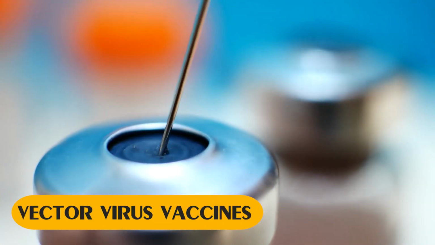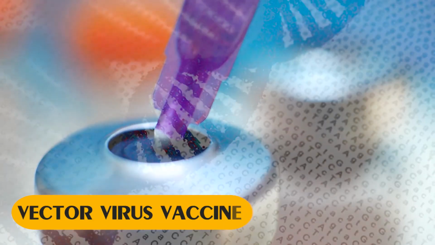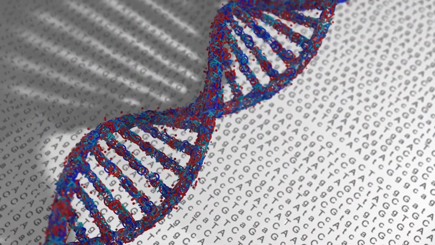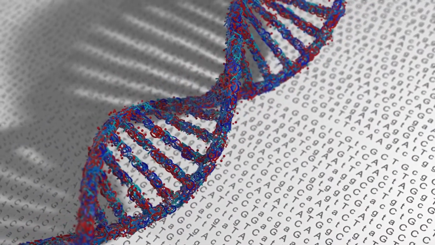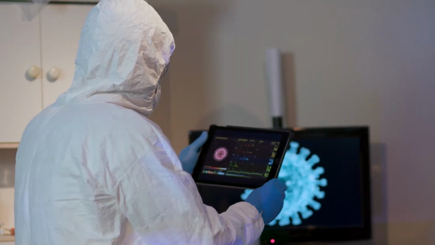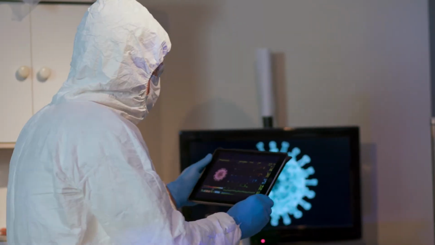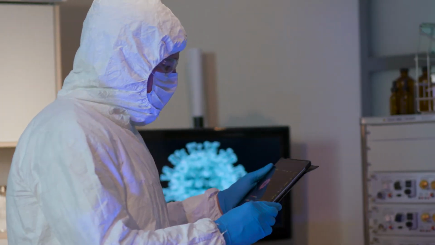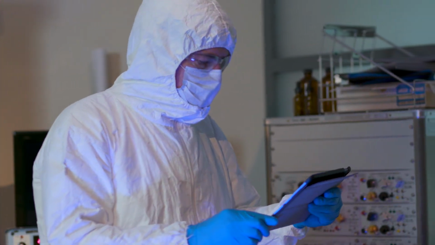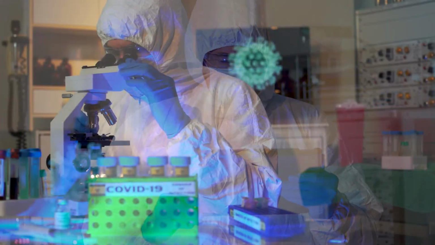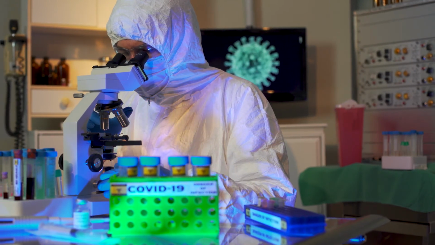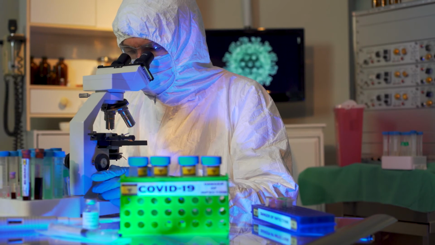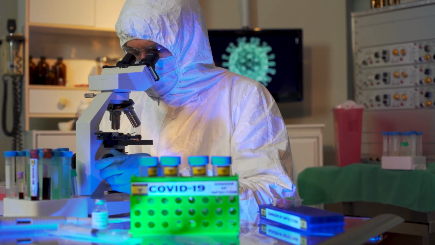Vector virus vaccines. Another way to deliver the gene encoding the coronavirus spike protein is to put the gene into a virus that cannot replicate itself, but can still enter the cell and deliver the desired gene. This strategy is used in so-called replication-deficient human, or simian adenovirus vaccines. Although adenovirus can cause human disease, these vector viruses are carefully designed so that they do not cause disease.